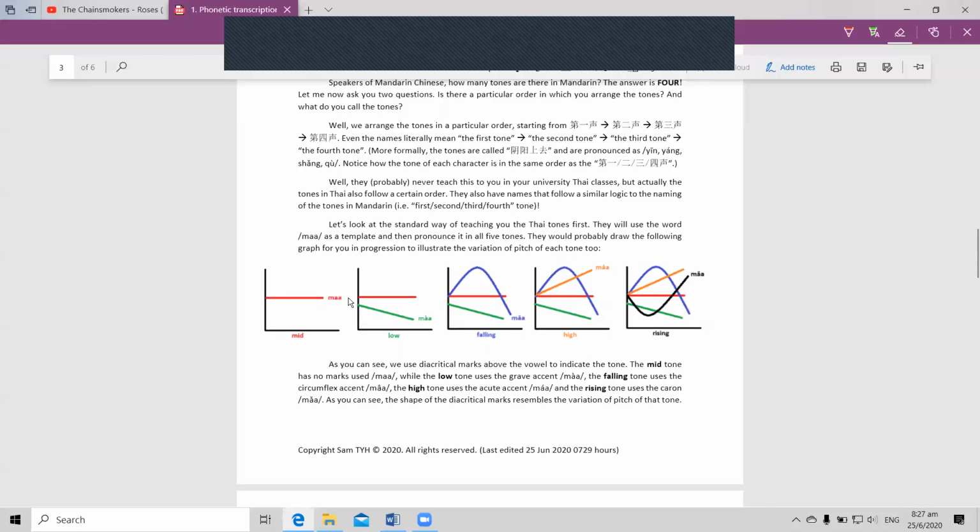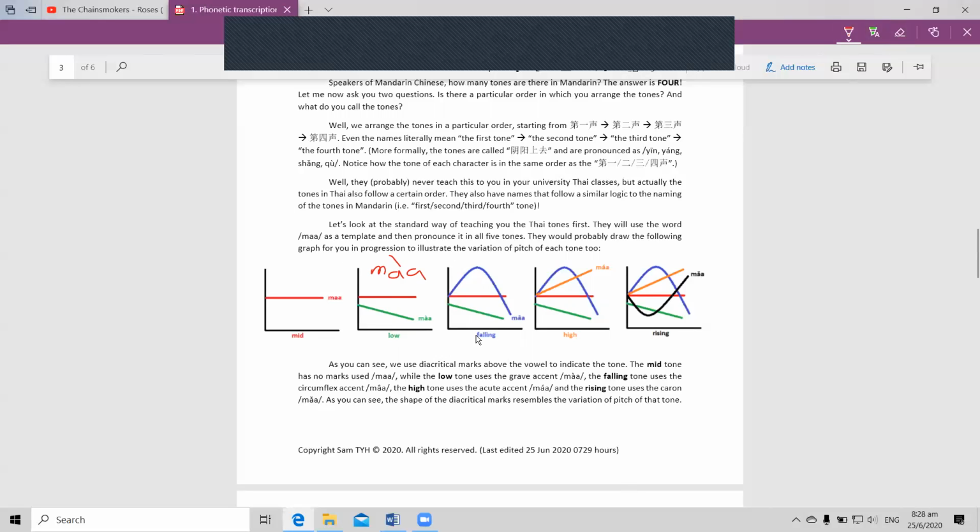Next, we have the low tone. Ma, ma. Okay? To represent the low tone, we use this grave accent. It's called the grave accent. So for example, this is the vowel, right? This is ma. If you put the grave accent above the first vowel, it becomes ma, ma.